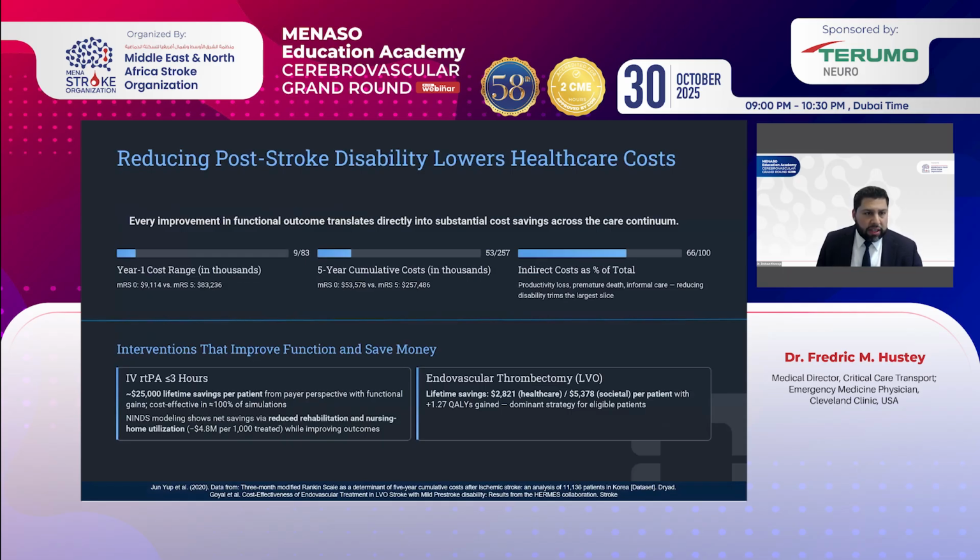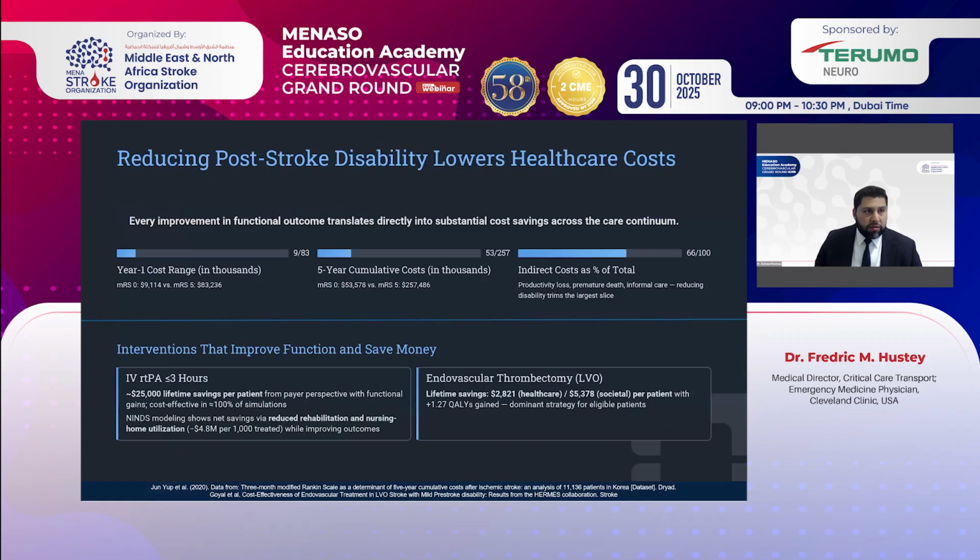Hussain gave a fantastic presentation. But one of the things that you'll see is that when we're able to achieve functional independence, the total cost of care is significantly lower than when patients are disabled. And most of that is in the post-acute space, right?